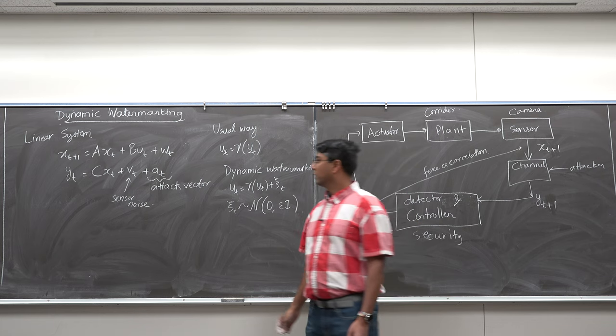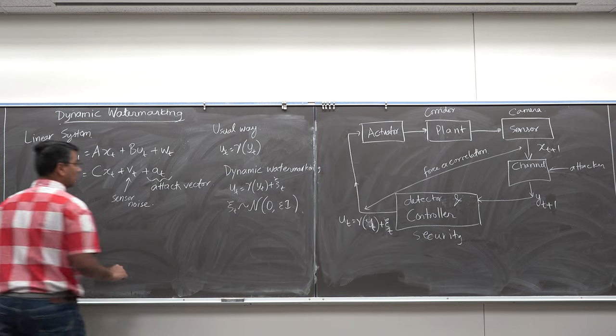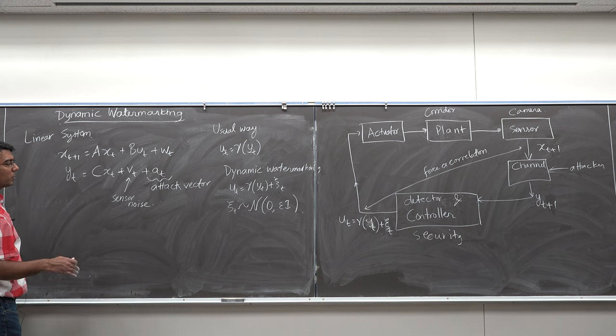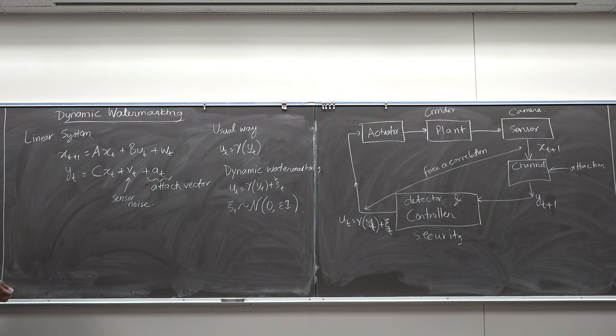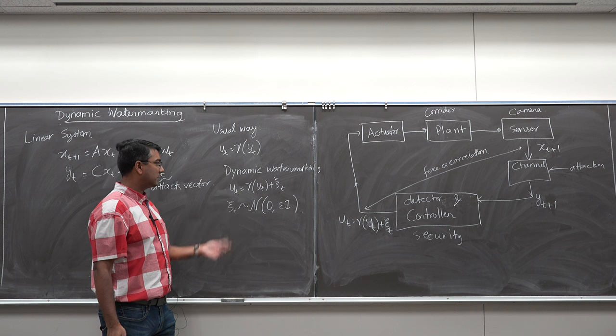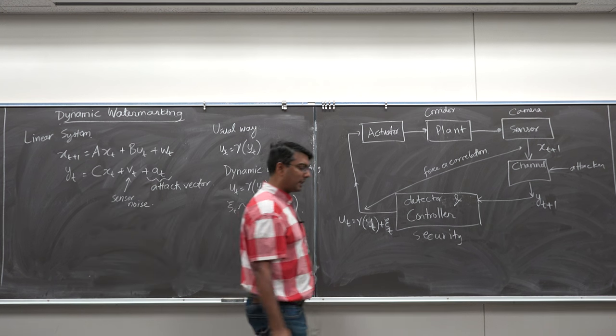Cool. So, what we do in dynamic watermarking, you don't have to be doing dynamic watermarking all the time, but there are occasions, like as soon as you feel that something is wrong, you can start using dynamic watermarking. On the other hand, you can always have a system that's always running dynamic watermarking because it's a small perturbation to your actual action. So let me give you a more concrete example.